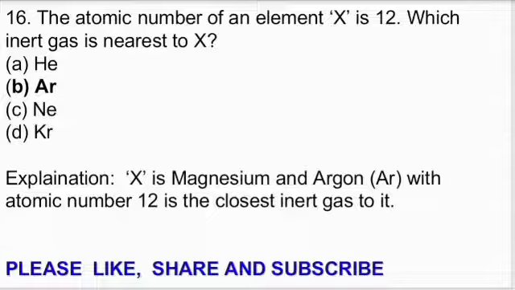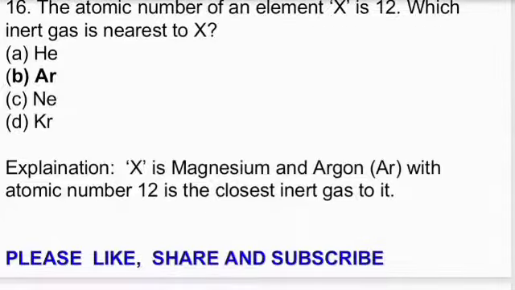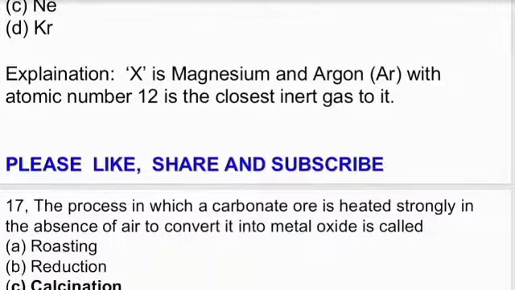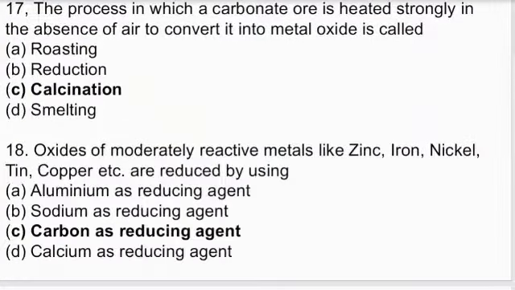The options are He, that is helium, Ar, that is argon, Ne, that is neon, and Kr, that is krypton. The correct option is B, that is argon. The next question, that is question number 17.